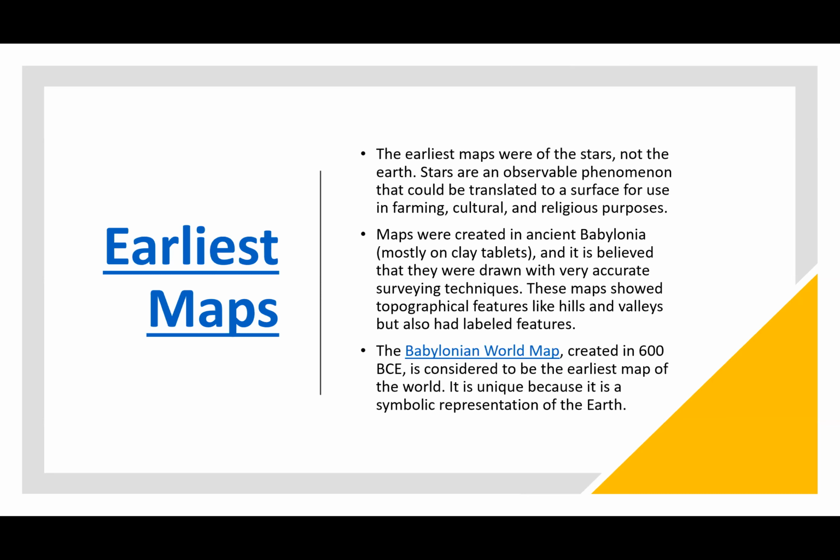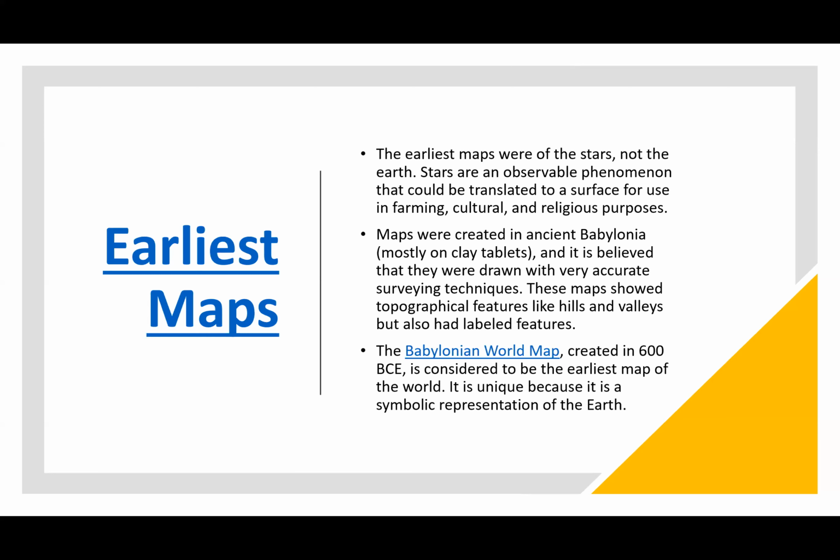Maps were created in ancient Babylonian times, not on paper as we know it, but mostly on clay tablets. It is believed that they were drawn with very accurate surveying techniques at the time. You're going to find that maps from a generic sense are really a way of surveying, and surveying is a way to measure land and land forms. These maps showed topographical features like hills and valleys, but also had labeled features. Features are ways to represent physical things on a map.